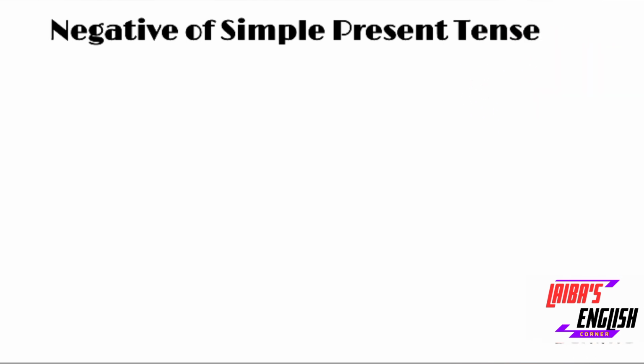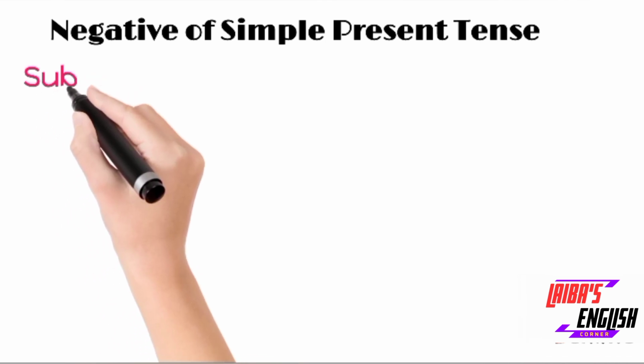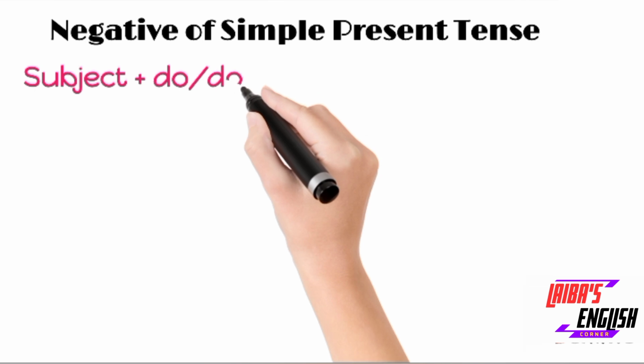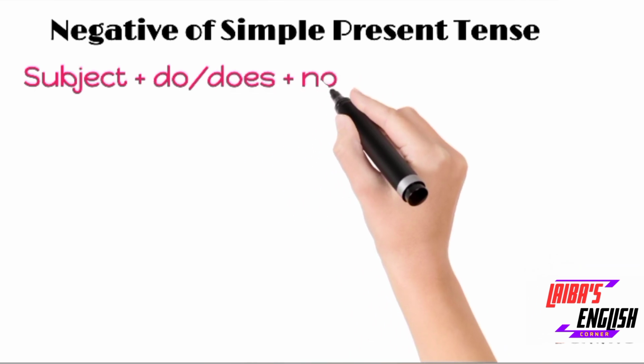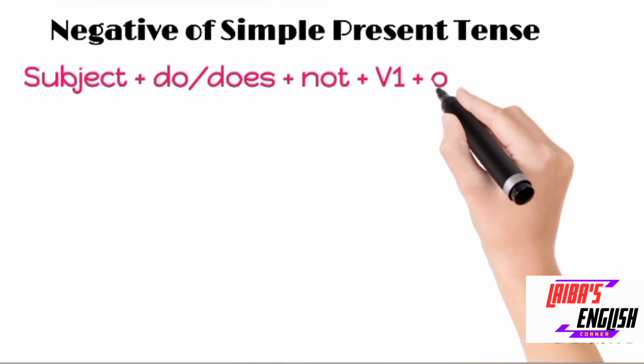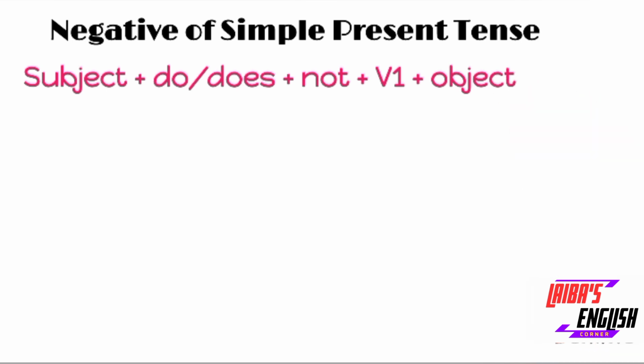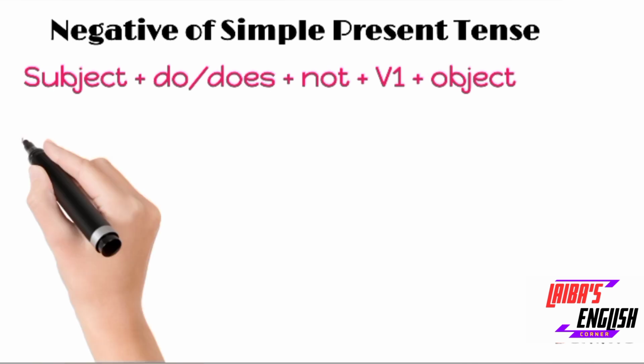Now, we are going to make the negative of simple present tense. First of all, we make the simple sentences. Now we are going to make the negative sentences. In negative sentences, we just have to put not to make the sentence negative. First of all, we will have a look at the structure of simple present tense negative. Subject plus do and does as a helping verb plus not plus first form of verb plus an object.